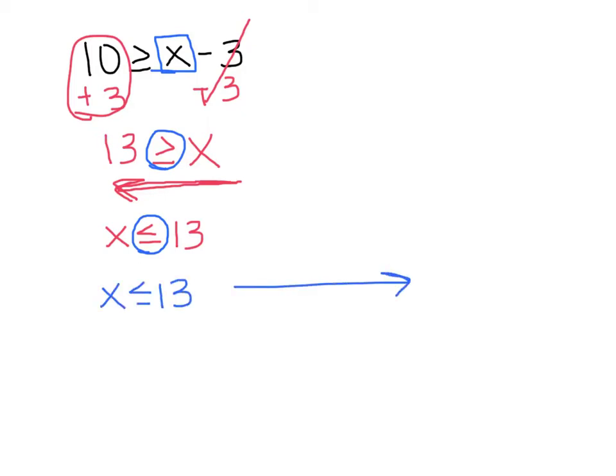Then we're going to graph it. 13 goes in the middle. Because it says equal to, we get a solid dot. And because it's less than, it goes to the left. So that's kind of nice. Less than, left, greater, right. It's almost like it's talking to you. Alright, so let's do another example.